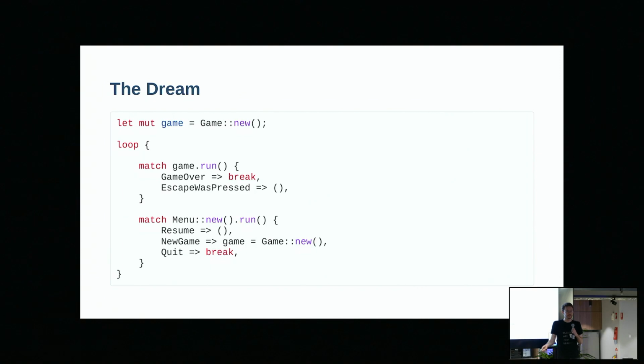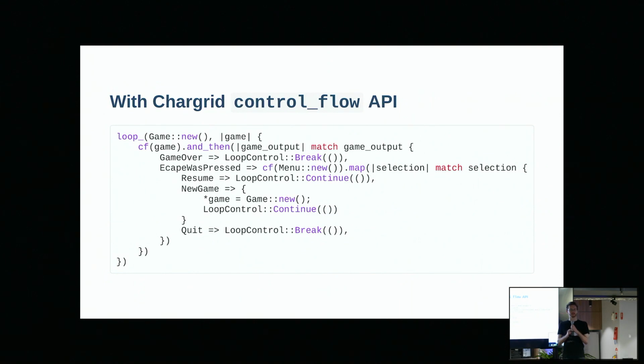So instead, Chargrid now has an API I call control flow, which allows you to write code kind of like this. Structurally, it's quite similar to the synchronous version on the previous slide. There's an outer loop. It runs the game until the game yields control back to the outer loop, at which point we check what the reason was for exiting the game, and if it was escape being pressed, we do a similar thing with the menu. And then we handle the selection from the menu. You'll note these break and continue statements are now just values like in the domain-specific language, and loop is just a function instead of a control structure.